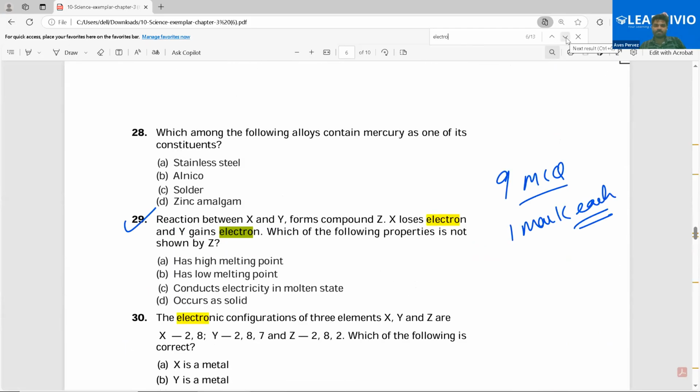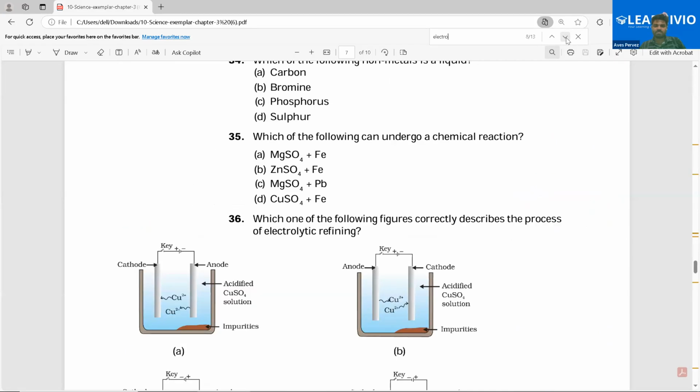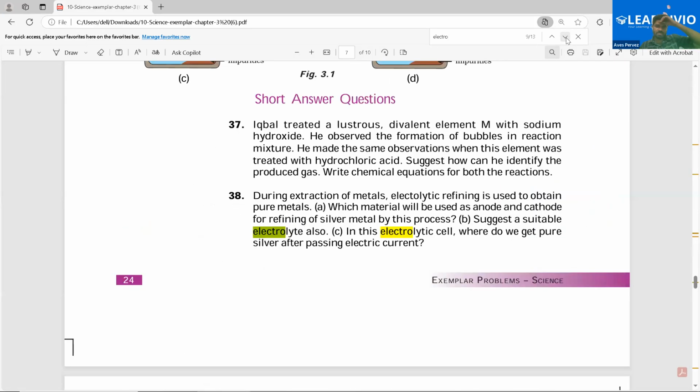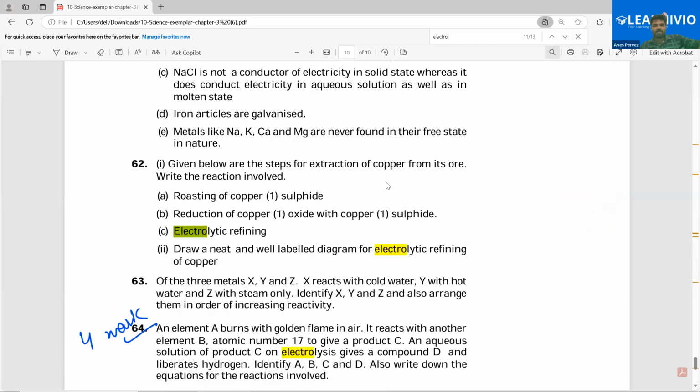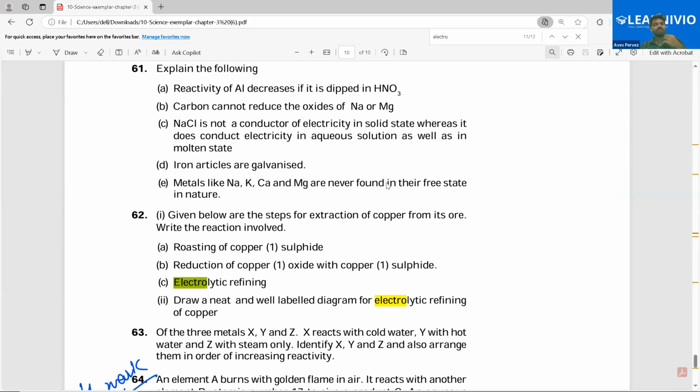Then the next one. If we are just talking about the electrolytic refining of copper, during the electrolytic refining of copper, can you explain the whole process? Given are the steps for the extraction of copper from its ores. Write down all the steps here. First we will crush the ore. It is copper sulfide. We'll crush it and we will enrich it by removing its impurities. Then we will roast it.